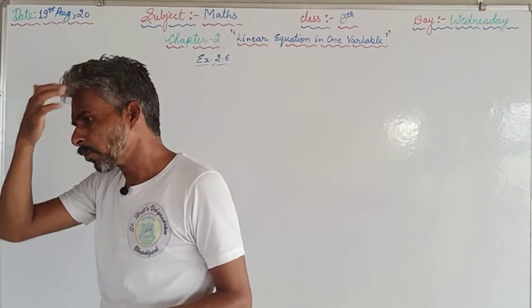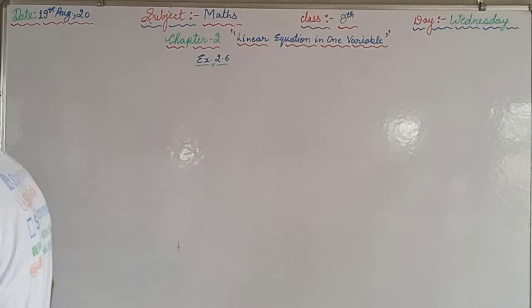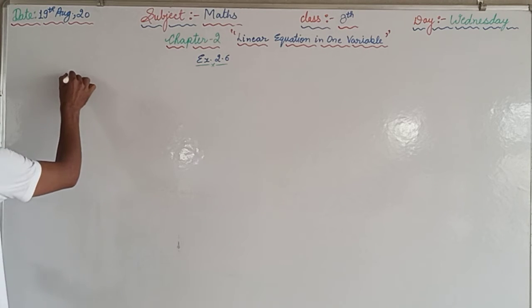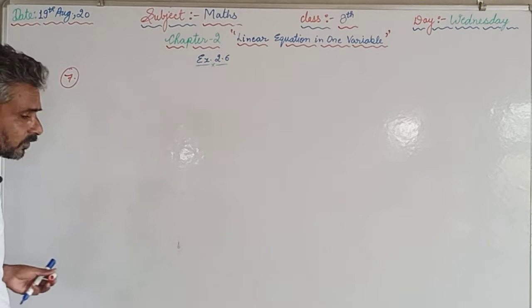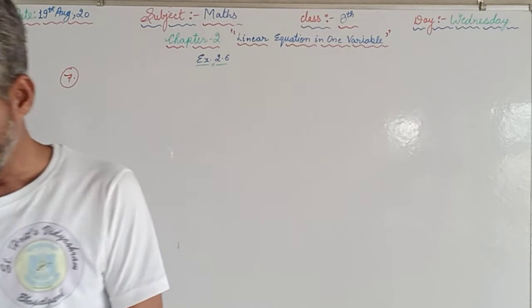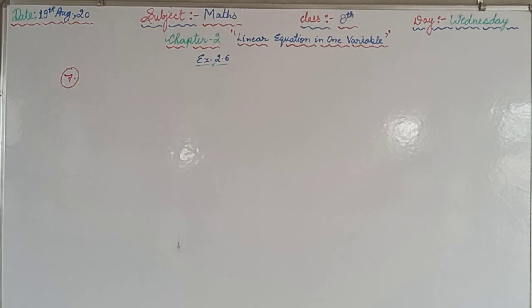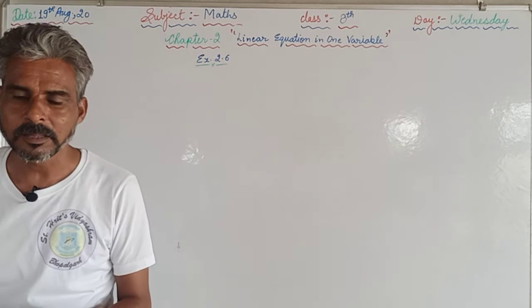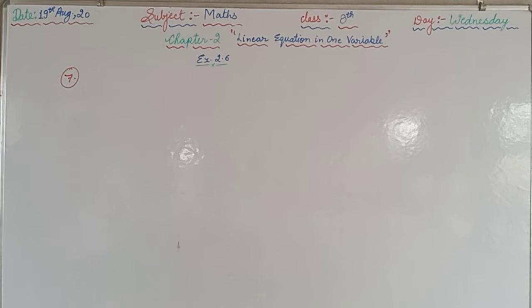Now we will proceed to exercise 2.6, and we have done the questions up to question number 6. So we will discuss now question number 7, that is the last question of this exercise as well as of this chapter. As I told you, whenever you are watching the video, you are supposed to keep your textbook with you. Why? Because you should also read the question, what is given in the question. So first of all, I will read the question for you, question number 7 on page number 35.